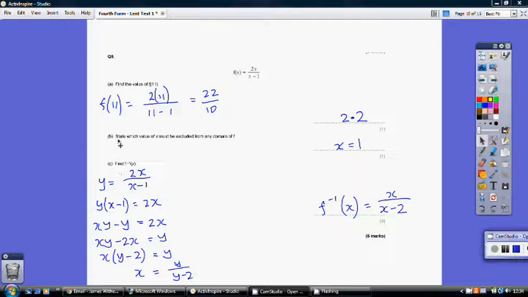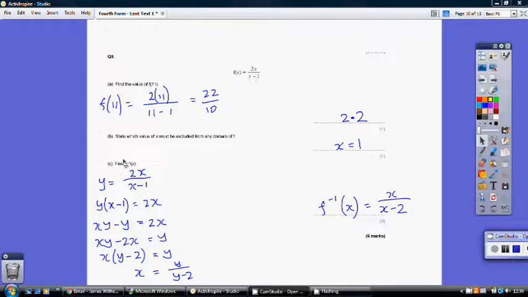Now, for part B, state which value of x must be excluded from any domain of f. So really, what you've got to say to yourself is what values of x would be such that this function would not be able to process it. Now, you cannot divide by 0. If you just tried on your calculator, anything divided by 0 just cannot be done. So this will not be valid where the denominator is 0, so that's when x equals 1.